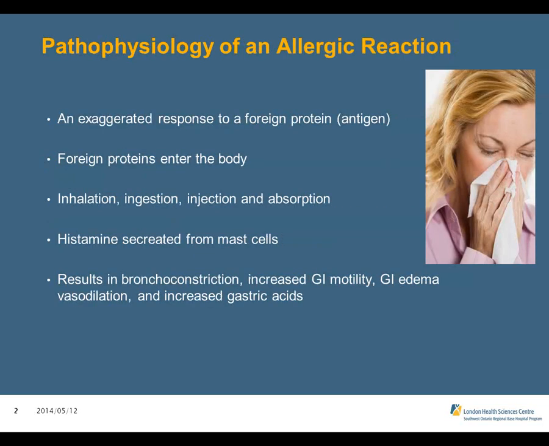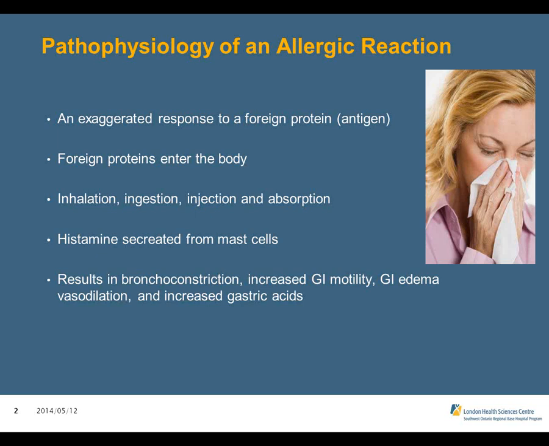So what is an allergic reaction? An allergic reaction is an over-response of the immune system. So what happens is a foreign protein, which is known as an antigen, enters the body. And this foreign protein is recognized by the body as being something that doesn't belong there. And as a result, the body puts forth a defense against that foreign antigen. And these foreign proteins can enter the body through inhalation, you can think of seasonal allergies, ingestion, so certain medications or foods, injections, and absorption. So again, mainly through medication routes.